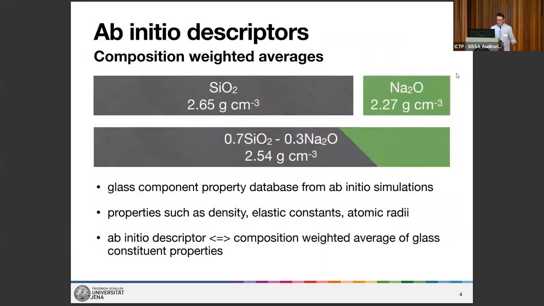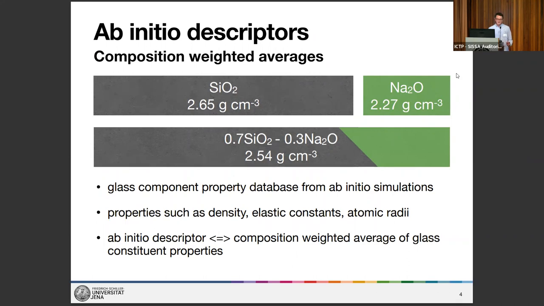So our first approach was to try to get as much information out of the composition as possible. And we took a quite straightforward approach by using ab initio descriptors. There isn't really an Oxford dictionary definition or trademark on this word. It's just interchangeable with composition weighted average of glass constituent properties.